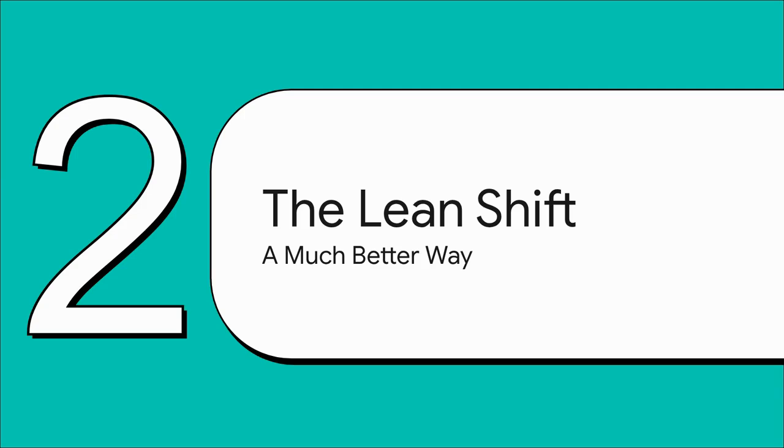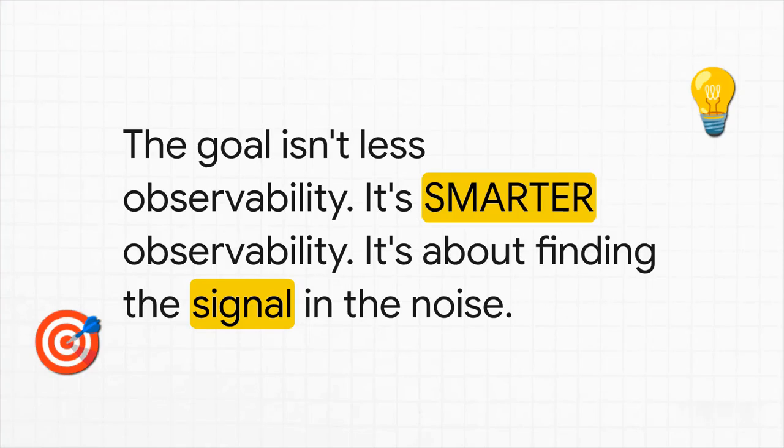Making the shift to a lean observability mindset. This is the key right here. The goal is not less observability. We're not trying to fly blind. The goal is smarter observability. It's all about being intentional.